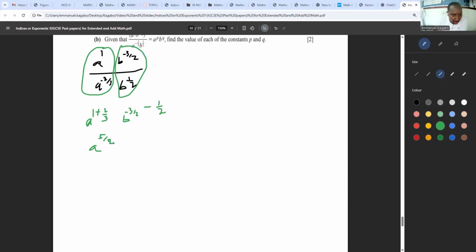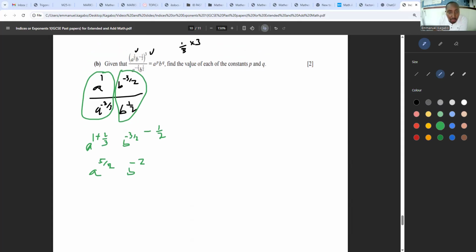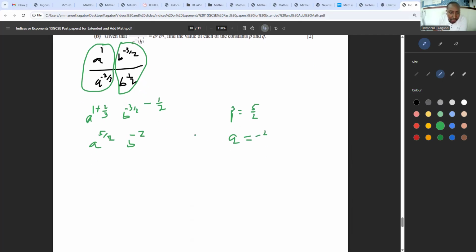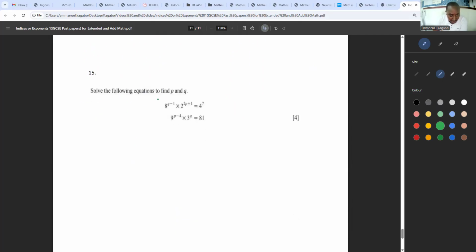What about here? This is 2, guys. Then B power, so we are subtracting. The LCM is the same thing, so it will be negative 4 over 2, that's negative 2. So that is it, we are done. So find the value of each of the constant terms. So meaning P will be equal to, what will be the value of P here? 5 over 2. What's the value of Q? Q here will be equal to negative 2, easy as pie.